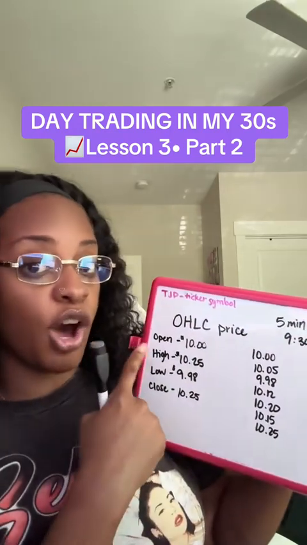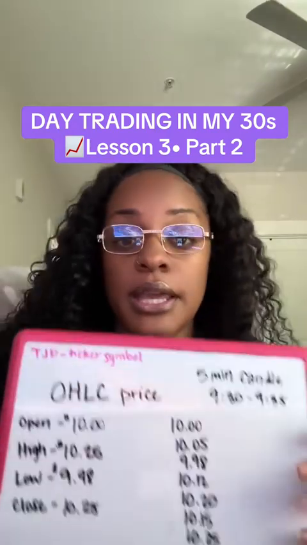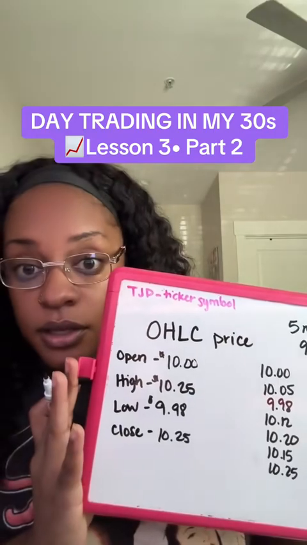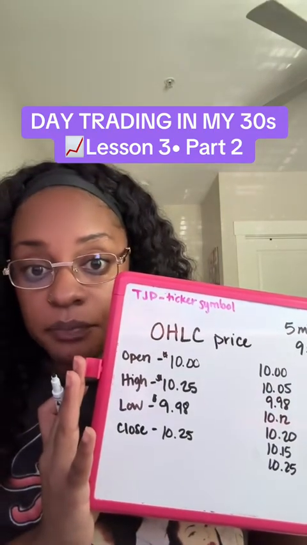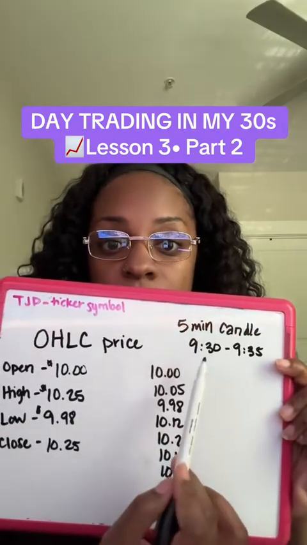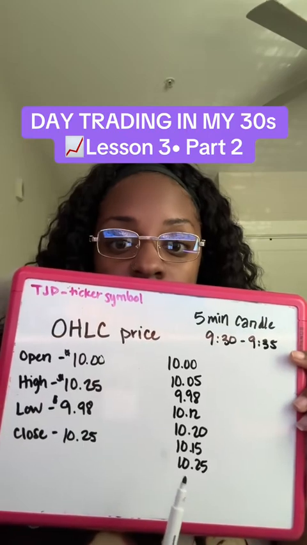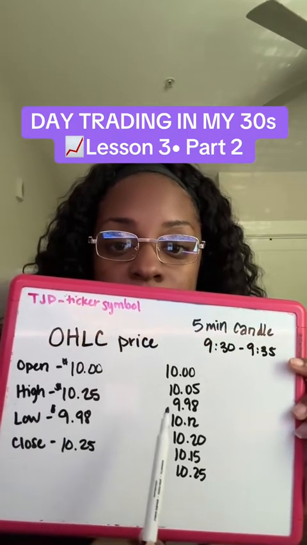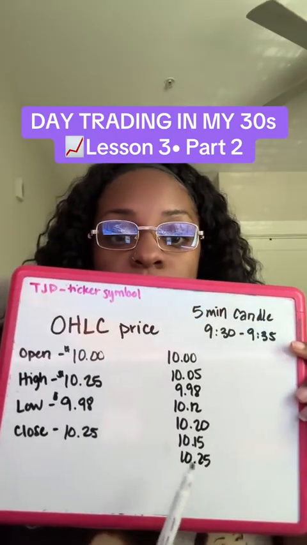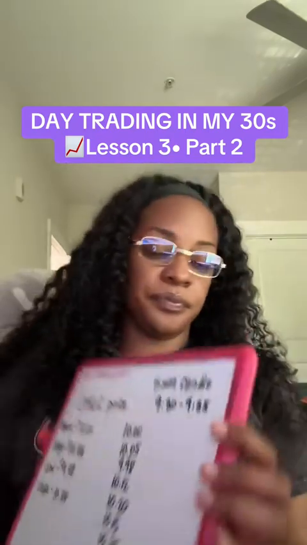So now you know what open, high, low, and close is. Open is the price that started during this time frame, and in this example, it was 5 minutes. So at 9:30 it was 10. The highest was $10.25. The lowest was $9.98. And at 9:35, at the end of this time interval, it was $10.25. So that was the closing price. All right.